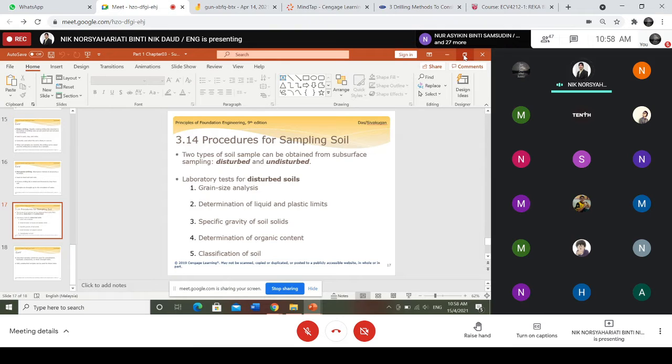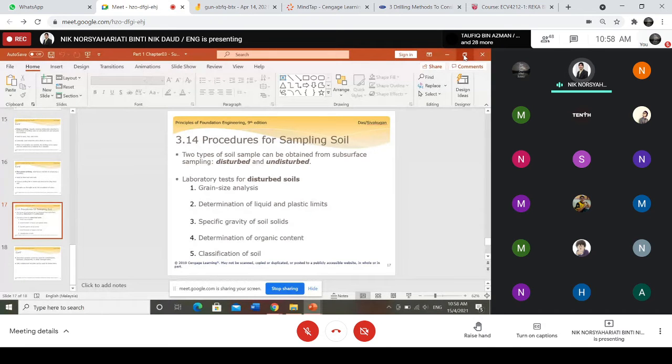For the disturbed sample, disturbed means it is not like slurry or a liquid phase. You just simply take a shovel and dig a hole, so you disturb it, meaning your sample is disturbed. With that kind of soil, you can carry out certain laboratory tests, the ones you carry out in soil mechanics. First is grain size analysis, which is the particle size analysis.